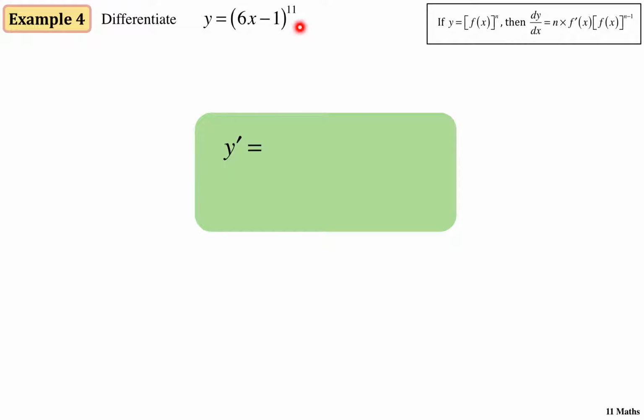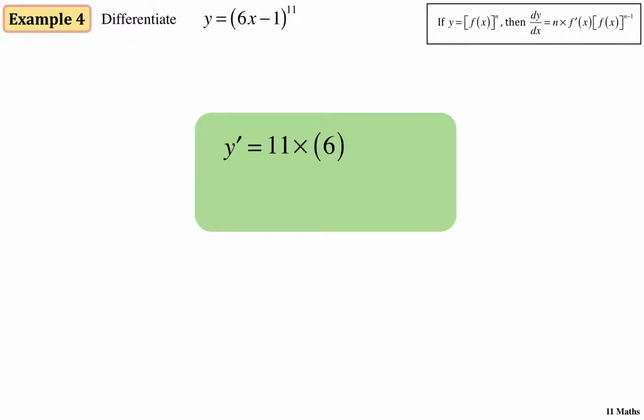I've got something in brackets to the power of 11. So n is 11 in this case. So I'd start with 11, times the derivative inside the bracket. What's the derivative of 6x take 1? Well, the derivative of 6x is 6. The derivative of minus 1 would be nothing, so it's just 6.